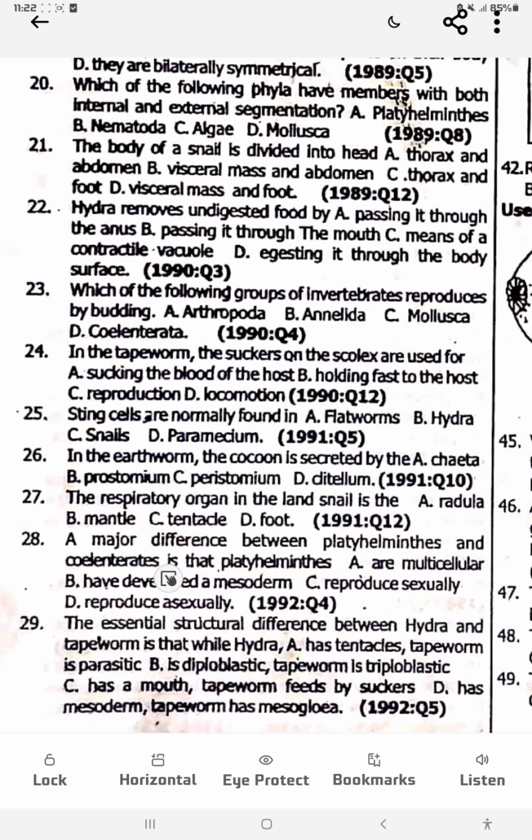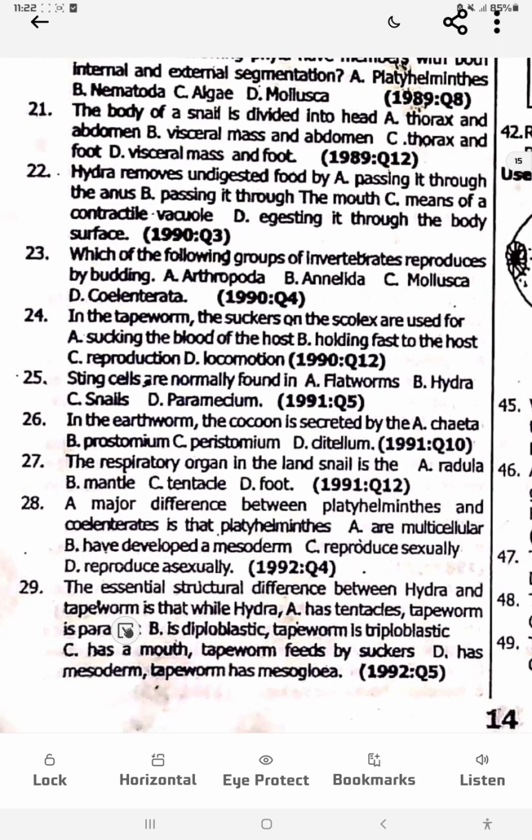Number 28: a major difference between Platyhelminthes, flatworm, and coelenterate, hydra, is that Platyhelminthes have developed mesoderm. Remember we said coelenterates or hydra are diploblastic, while Platyhelminthes are triploblastic, all those worms. Go back to the first part of this video, you will see them. I recorded them there. Hope you jotted them down. In fact, I must see your notes on this and you repeat this for me.